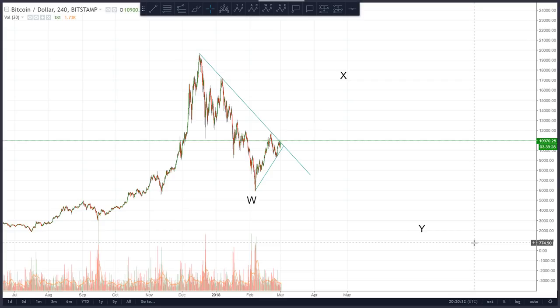So today is the 1st of March 2018. It's currently 20 past 8 in the evening GMT. Alright, so we're looking at Bitcoin on the 4-hourly chart here.